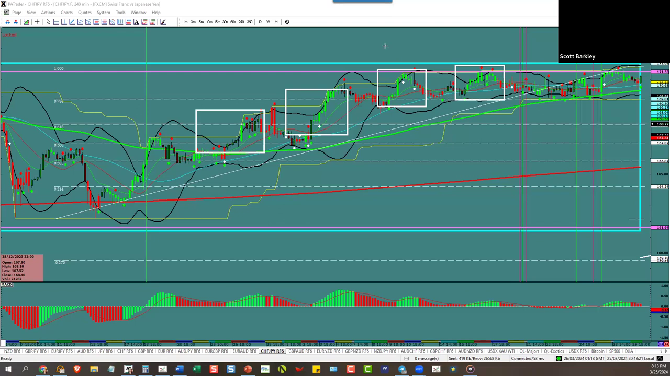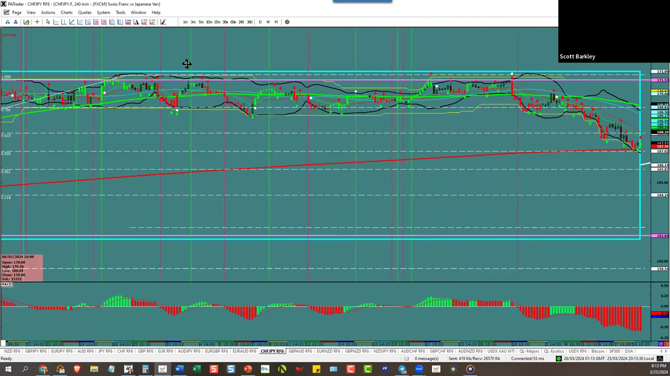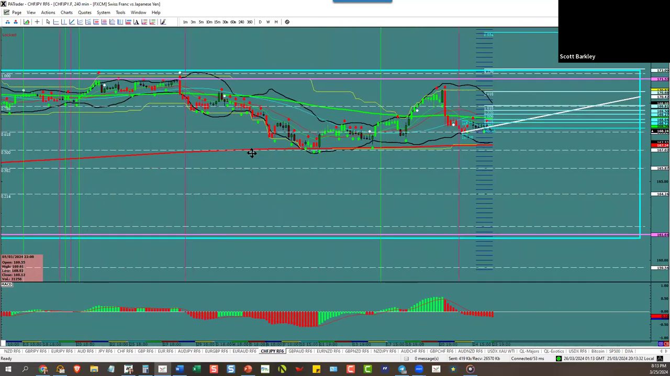So lots of opportunities. Well, can it really do that? Well, they didn't have any problem going up. They did the same distance going up. We're in a range. So they can certainly do the same distance going down, and they're already headed down, as you can see. All right.